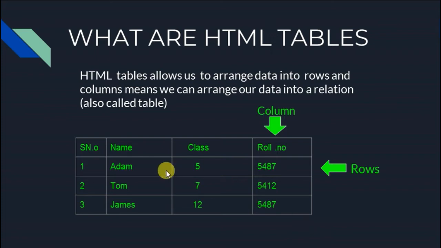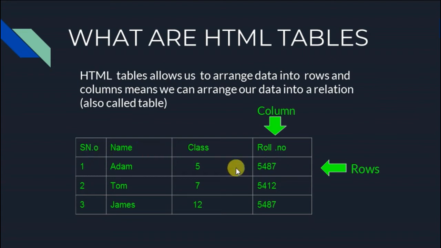Now I have arranged my data into a table, and see, the horizontal lines are called rows, and the vertical lines are called columns. These are your column attributes. The first attribute is serial number, the second attribute is name, the third attribute is class, and the fourth attribute is roll number. As many as you want, you can use. Suppose you want to use 10 attributes, so you will use 10 attributes here. Now here I have used 4 attributes.